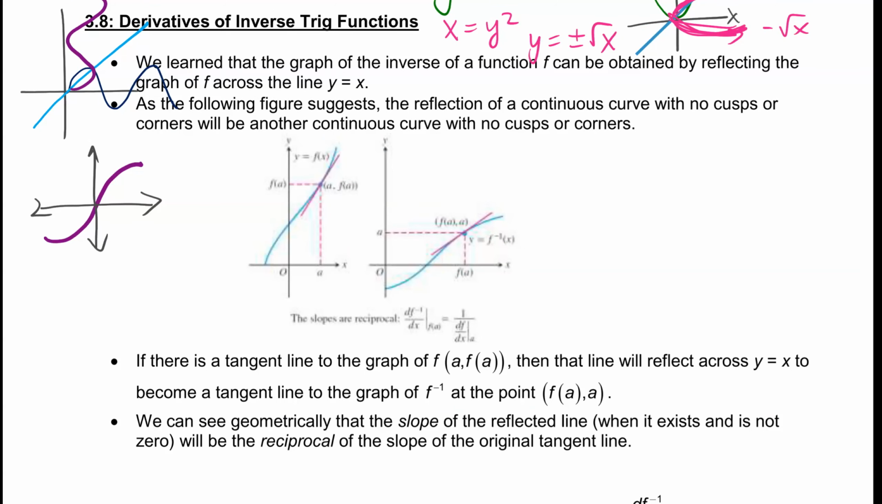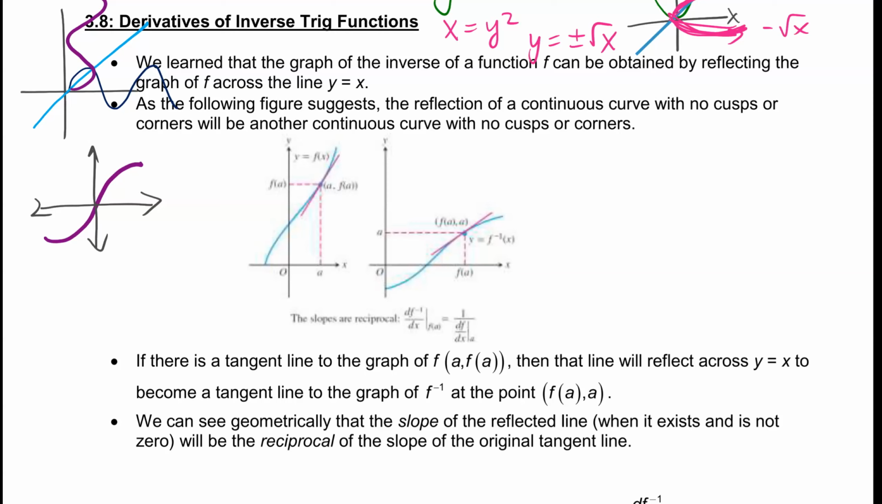Anyway, the point is, as the following figure suggests, you see these two graphs, the reflection of a continuous curve with no cusp or corners will be another continuous curve with no cusp or corners. So sine and cosine are continuous, nice, smooth curves. If I take the inverse, it is also going to be smooth. If there is no cusp to begin with, when I reflect it, there will be no cusp to end with. If I have a nice smooth curve and I take the inverse, it's still going to be a nice smooth curve.